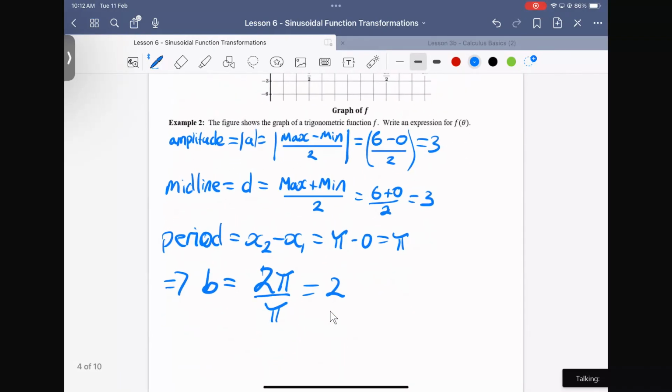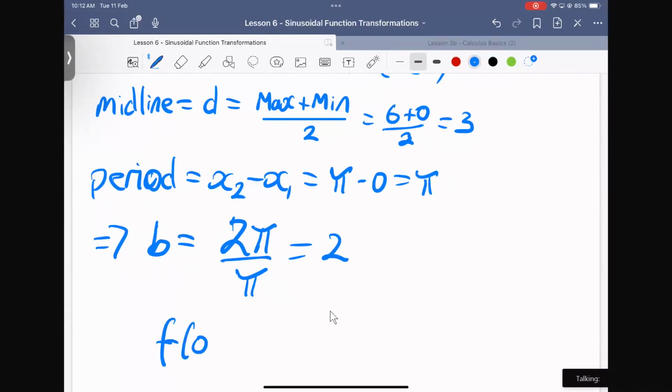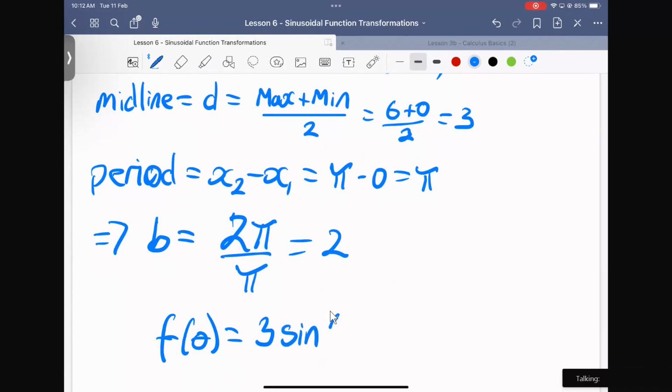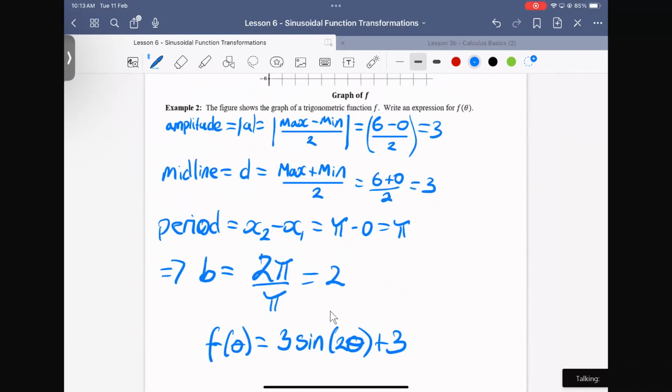And we can put up our answer now. So we're asked to write our expression for f of theta. So f of theta is going to equal, what have we got? It's going to be 3 sine 2 theta plus 3. Any questions on this one?